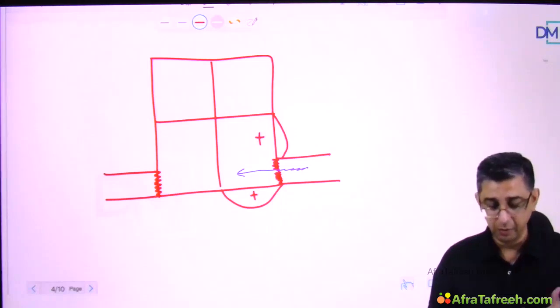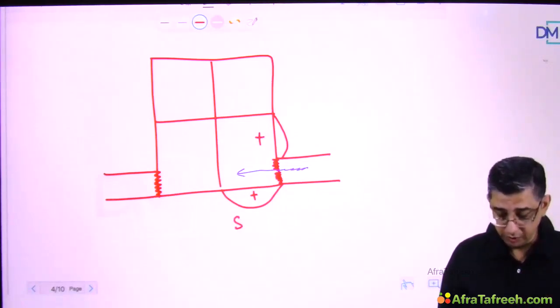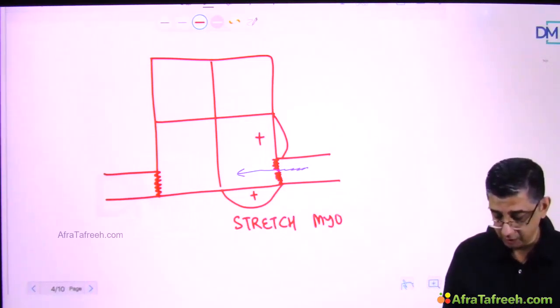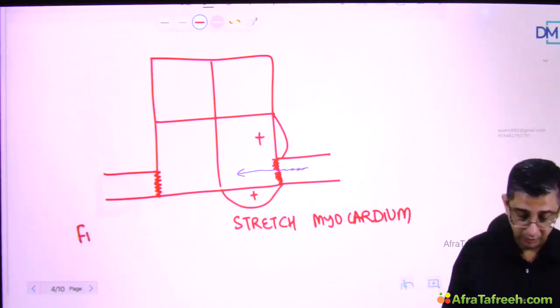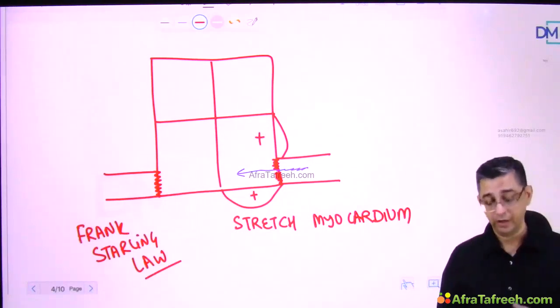Let me say only 5 ml of blood is coming back, but this blood will stretch the myocardium. Due to the stretching of the myocardium, there will be an increase in the tension generated. What I'm saying is a law that you have studied in physiology classes by the name of the Frank-Starling law. What does it state?